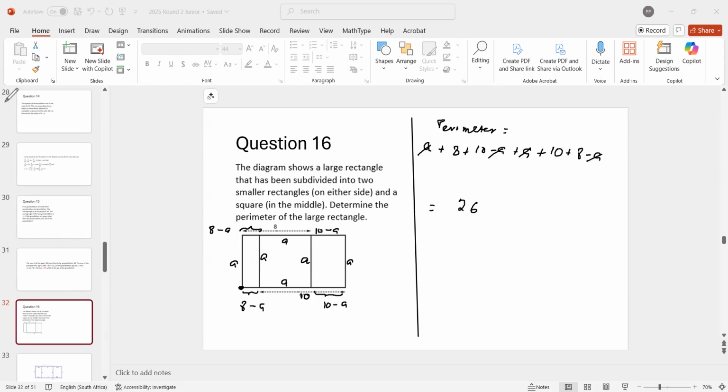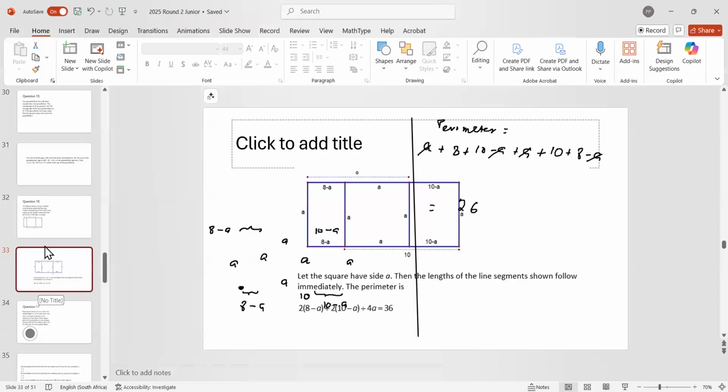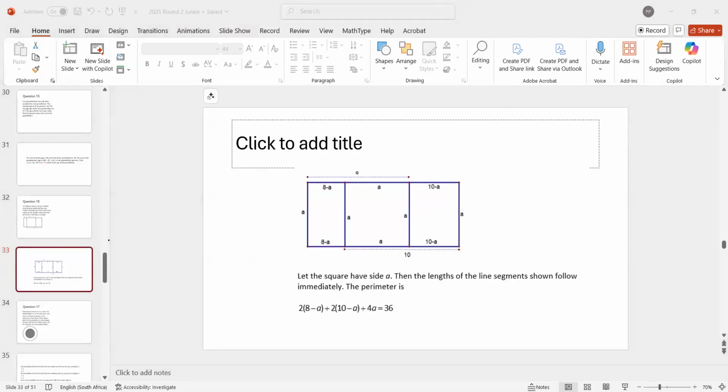So let's just see whether this is indeed the answer. Oh, 36. So what happened there? Somewhere I got a wrong calculation. Maybe I didn't end at the starting point. Okay. Sorry. When you look at this, you can see you got.